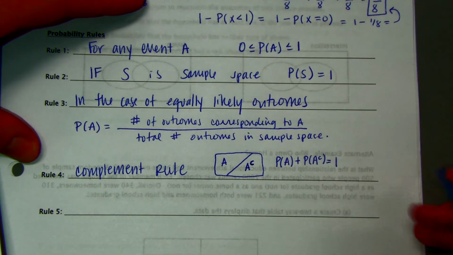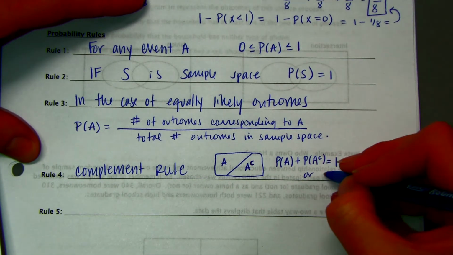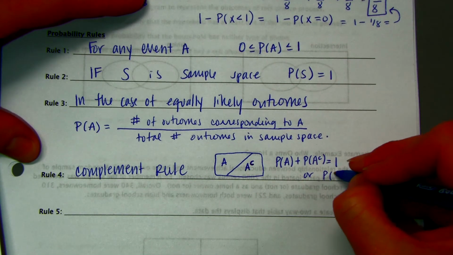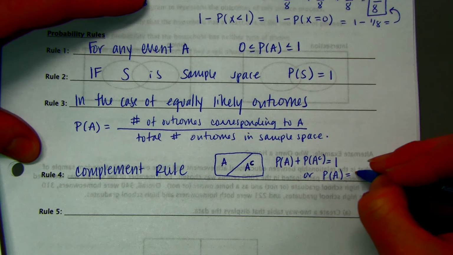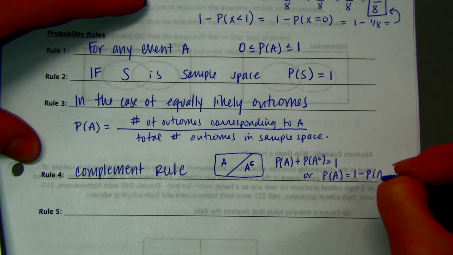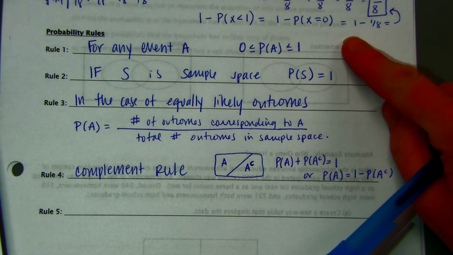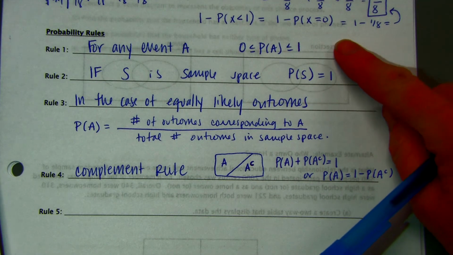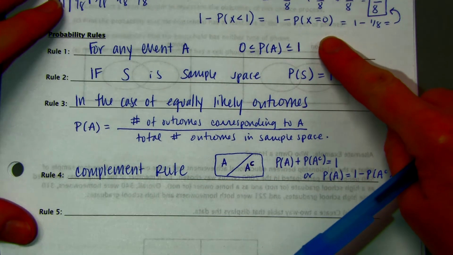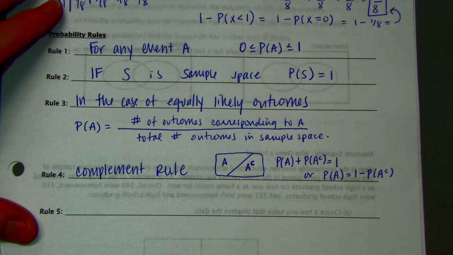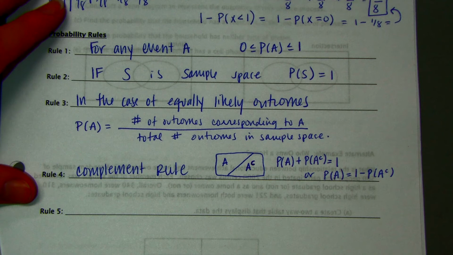Alternately, you could write it this way. You could say the probability of A is 1 minus the probability of its complement. So that's what we did up here. When we were doing 1 minus the probability of x equals 0, we were dealing with complements there, so that an event and its complement add to the whole sample space.